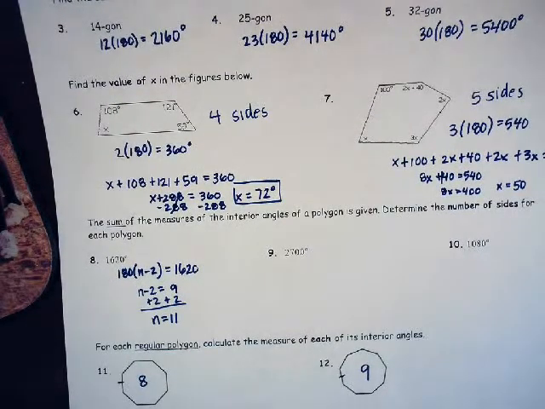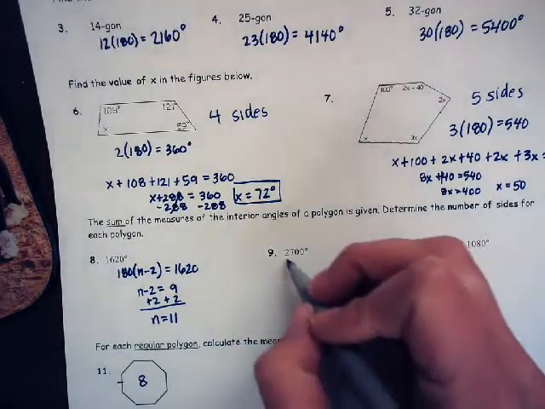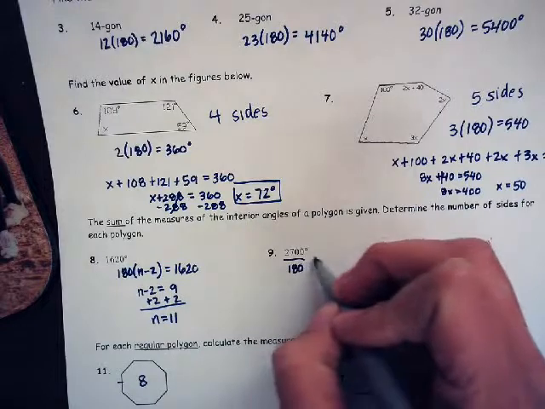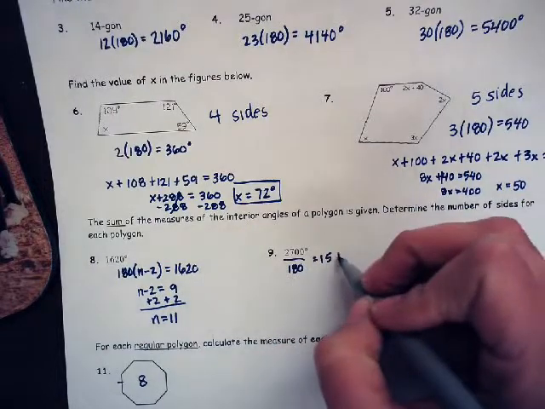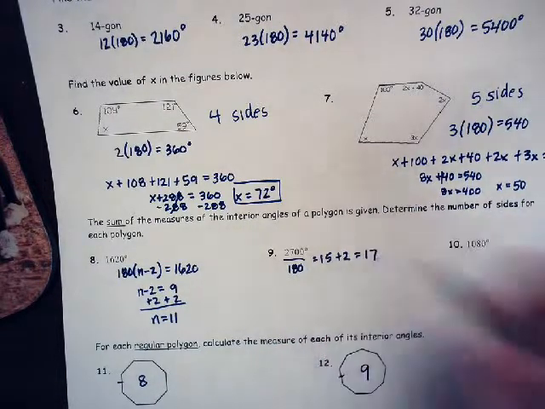2,700, if I'm working backwards, I got to divide by 180, and I get 15. And then I have to add 2 to that. So that's 17.